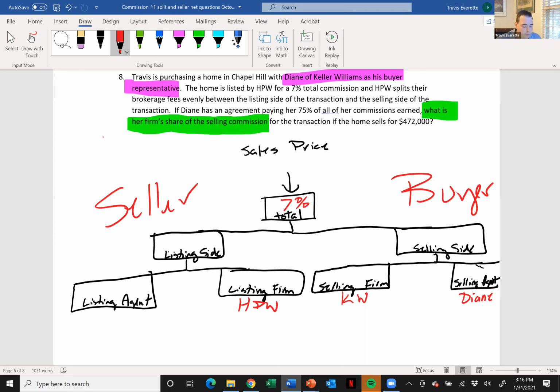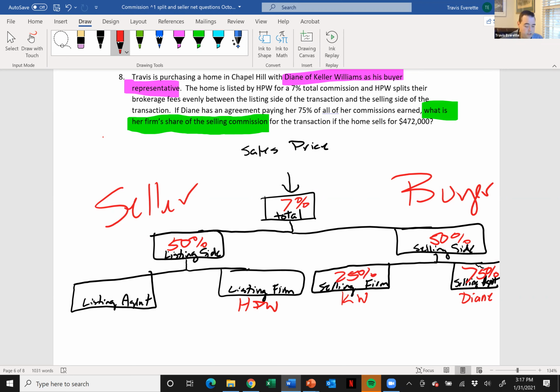And HPW splits their brokerage fees evenly between the listing side and the selling side. So that's that middle level we're splitting between the two firms. And remember, in the big tree, all the splits have to add up to 100%. So splitting evenly is going to be 50% on each side. If Diane has an agreement paying her 75% of all her commissions earned, so there's her 75%, which means her firm over here must be at 25%.